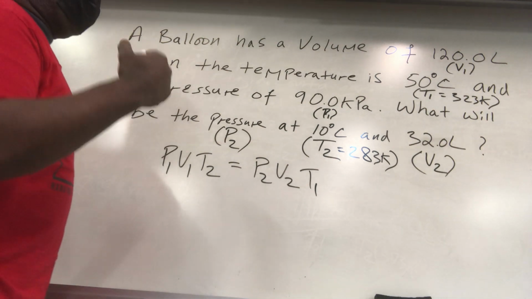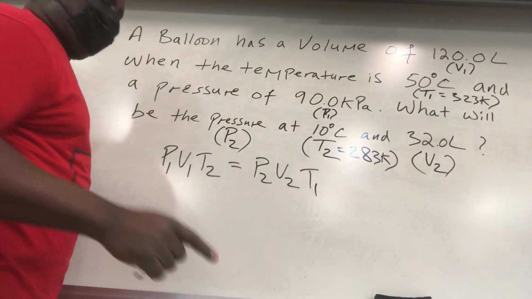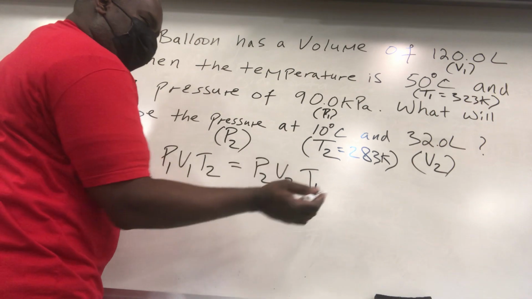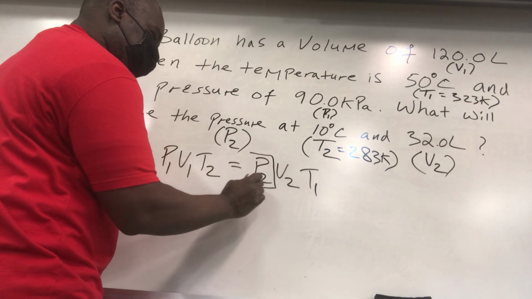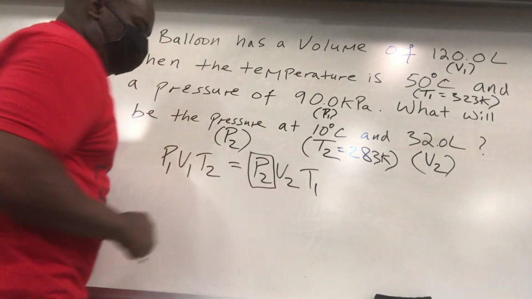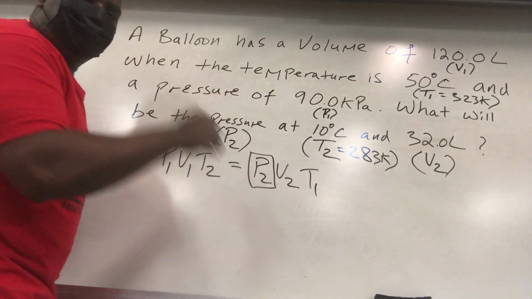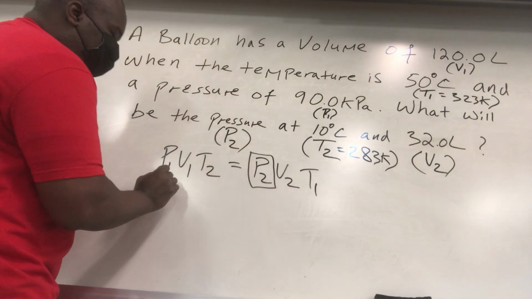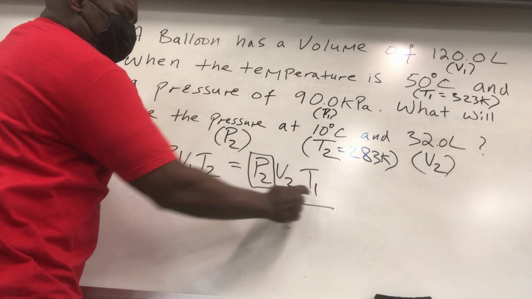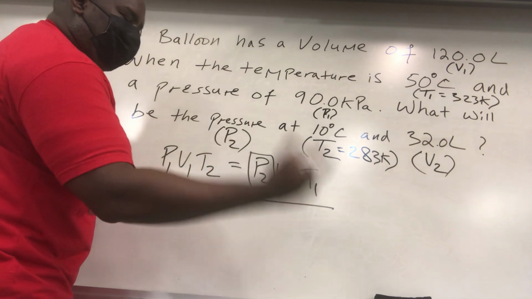Now, we ask ourselves, what are we looking for? We are looking for P2. And remember, guys, from before, whatever you're looking for, whatever you want to isolate, put an imaginary box around it and look to see what's left on the side of it. On the sides of it, we have V2 and T1. So what do we do next? We simply divide both sides by these guys on the outside. Anything on the outside of the guy you want to isolate, divide both sides by that.